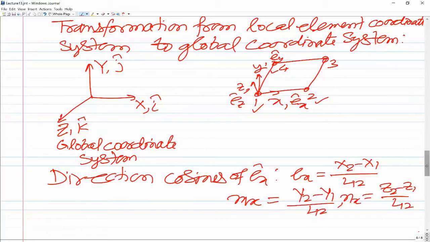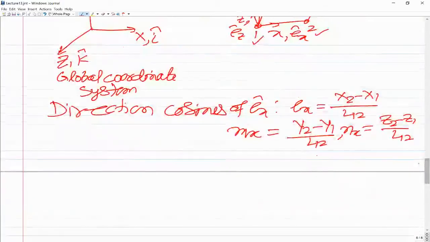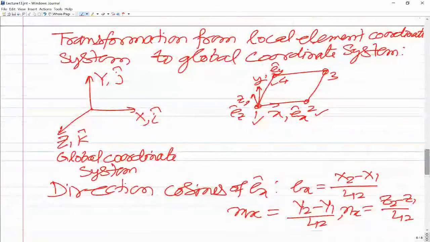So that is how you define the direction cosine, and L12 is the length of edge 12. Then once we have defined Ex, another thing we can do is take the z axis normal to the plane of the element. So we can take vector 12 and 13, or vector 12 and vector 14, and take the cross product of these two vectors, so we will get the unit vector along the z direction.